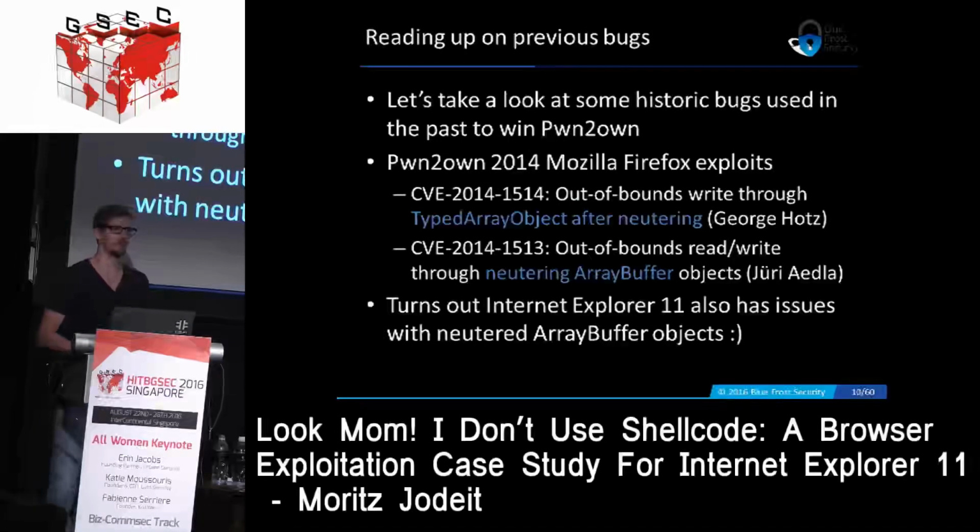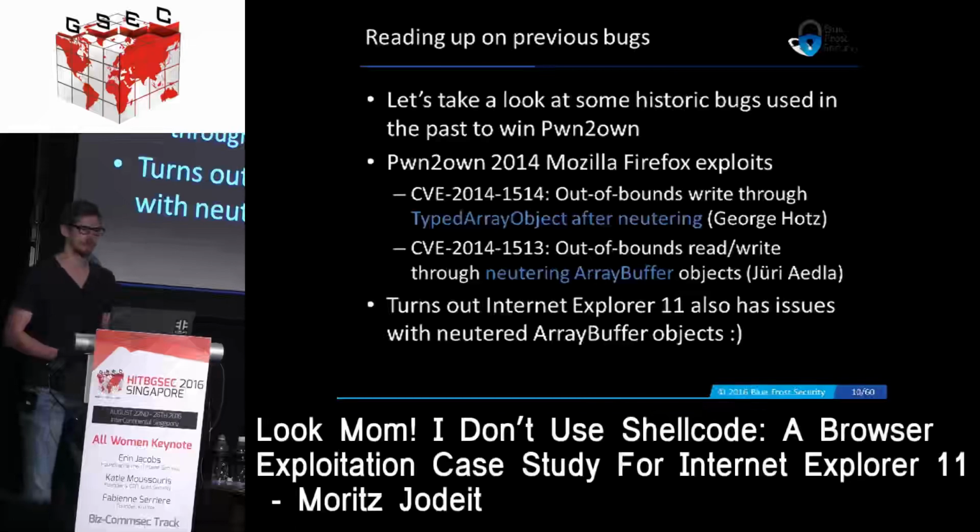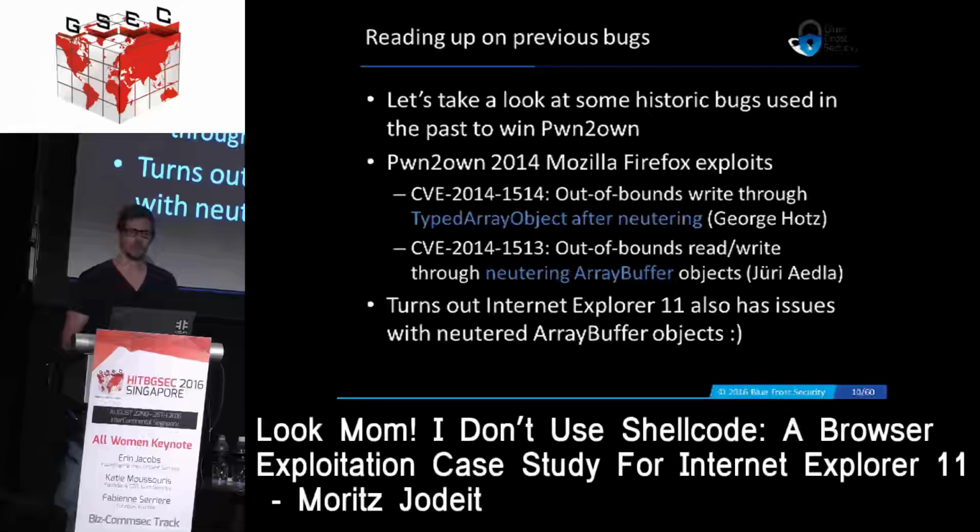So before we actually started to look for bugs, in general it's always good to have a look at what other people did in the past, because many times it's just a quick way of finding new bugs. And it's also interesting to see where people might have looked for bugs already. So let's take a look at Pwn2Own 2014. There were in total 3 Firefox exploits. And interestingly, 2 of them were in related areas.